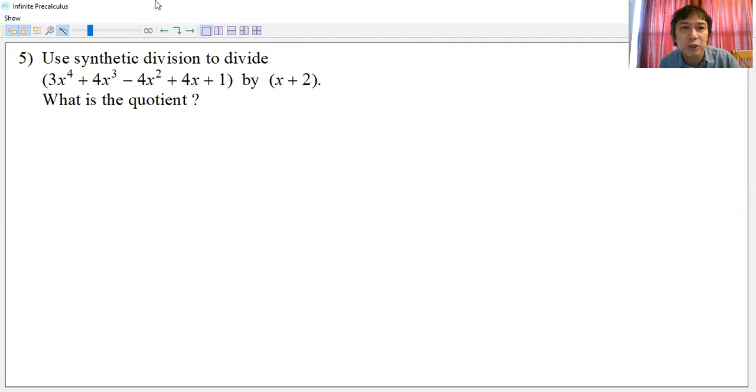Use synthetic division to divide 3x to the fourth plus 4x cubed minus 4x squared plus 4x plus 1 divided by x plus 2. What is the quotient? All right, so let's write first our given. So we have the solution. This will be our dividend. Okay, we have 3x to the fourth.